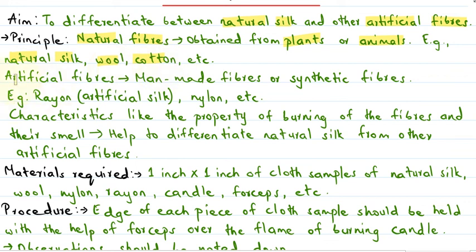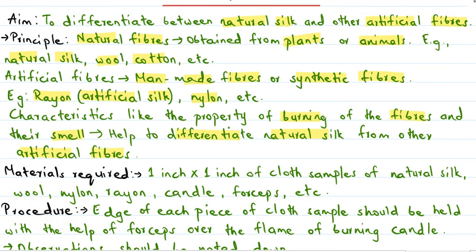Okay. Then artificial fibers are man-made fibers or synthetic fibers. They are not obtained naturally, but they are artificially created. For example, rayon, which is also known as artificial silk, nylon, etc. So the characteristics like the property of burning of the fibers, that is the burning of the artificial as well as natural fibers, and the smell that they give out upon burning, help us to differentiate natural silk or natural fibers from other artificial fibers.